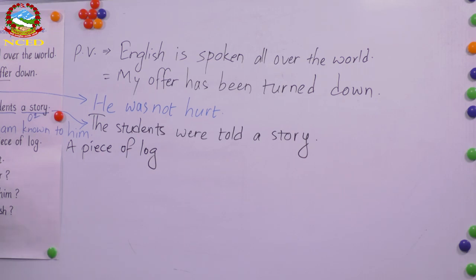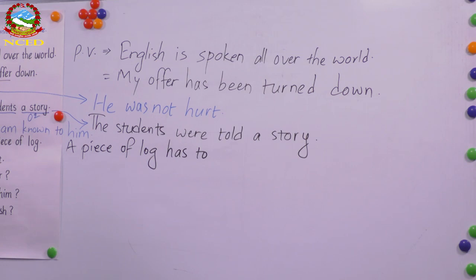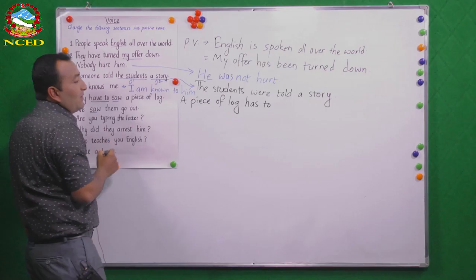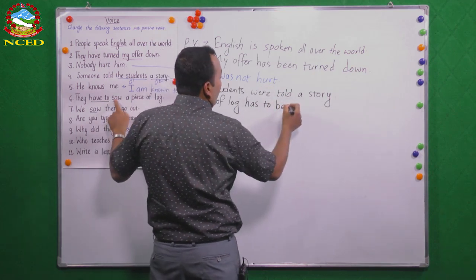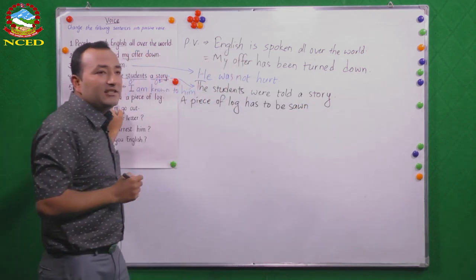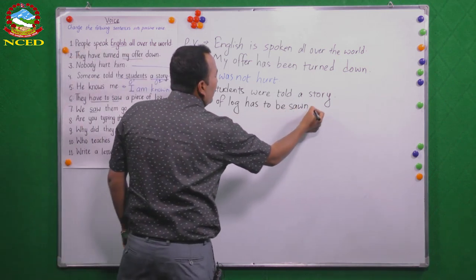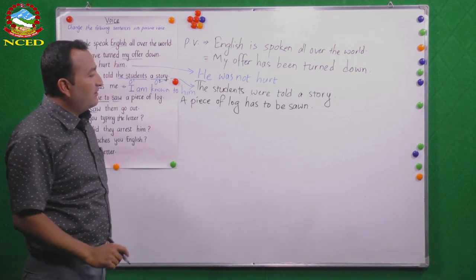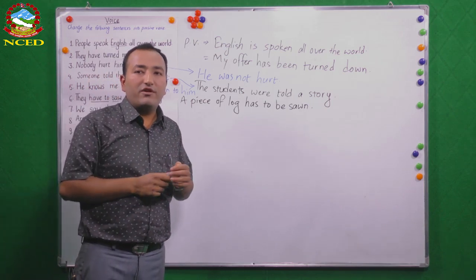There is have to with they, because it is a plural subject, but a piece of log is singular. So what do we do? Like in the previous sentence, we change it into has to. Have to is changed into has to. And if there is to plus verb 1, in passive voice we always write be plus verb 3. Be, and what is the past participle? Verb 3 of saw: sawn, or you can write sowed. To be sawn. By them is not written, remember, because they is a vague pronoun. We don't know who they means or who they refers to.